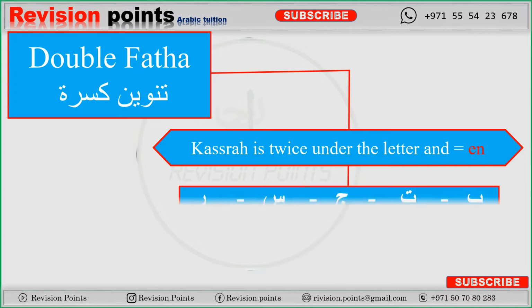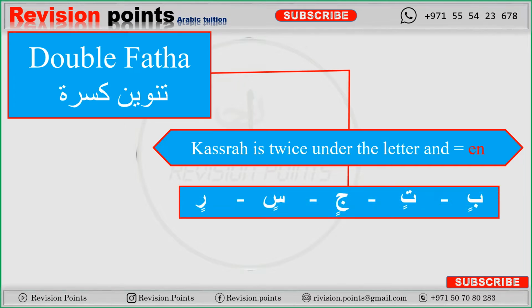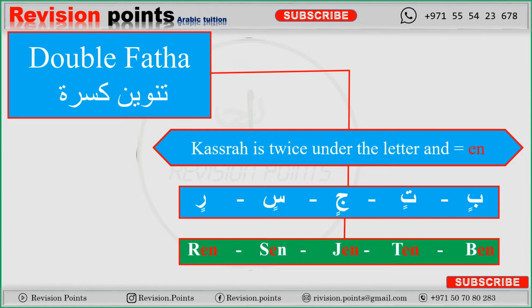Ba with double Kasra, Ta with double Kasra, Jim with double Kasra, Sin with double Kasra and Ra with double Kasra. Ba is B, Kasra is E, one more Kasra is N: Bin. Ta is T: Tin. Jim is J: Jin. Sin is S: Sin. Ra is R: Rin.